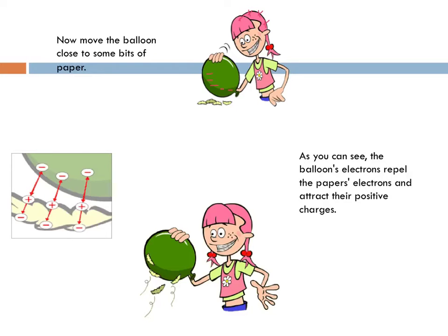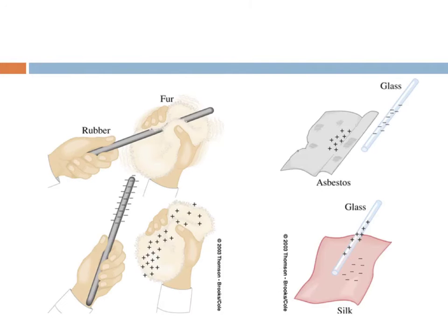So, as this balloon is brought up to some feathers, which are again electrically neutral, meaning the same number of protons as electrons, then the electrons move away from the surface that's closest to the balloon, because of the situation we saw last time, that like charges repel and opposite charges attract. These are some situations we saw last year.